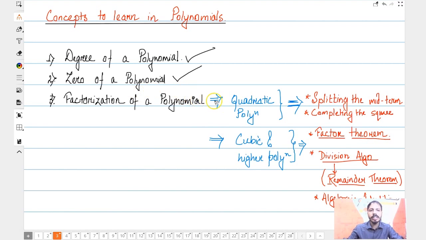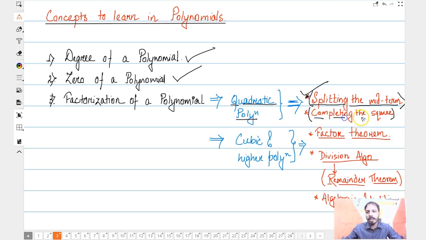To find the zeros, we can do factorization for higher orders. For example, let's talk about quadratic polynomials. In quadratic polynomials, the technique that we can use is splitting the middle term. We will discuss and solve numericals of this concept, where we will learn how to split the middle term. Second is completing the squares.